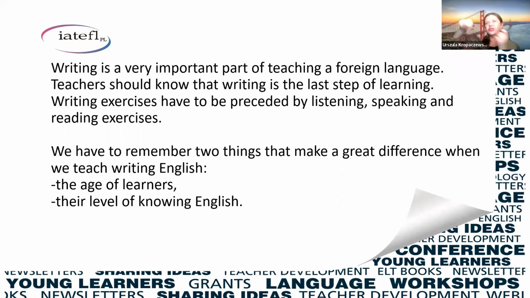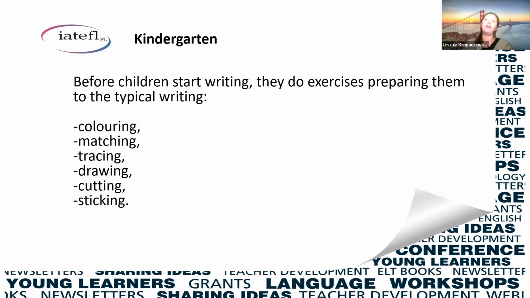Of course, word tracing happens while children listen to a word, while speaking the word, while reading, so they also write. But when we talk about writing itself, then it is after speaking, listening, and reading exercises. So it follows the skills which have been developed.